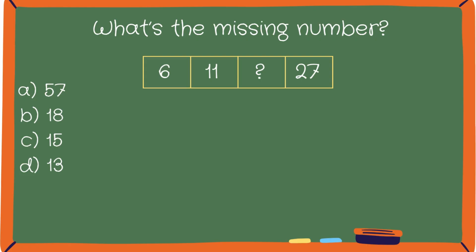Let's see if it works. Double 6 is 12, minus 1 is 11, double 11 is 22, 22 minus 1 is 21, double 21 is 42, 42 minus 1 is 41, and here is 27. So we see that it doesn't work. It's not like that. There must be some other way.